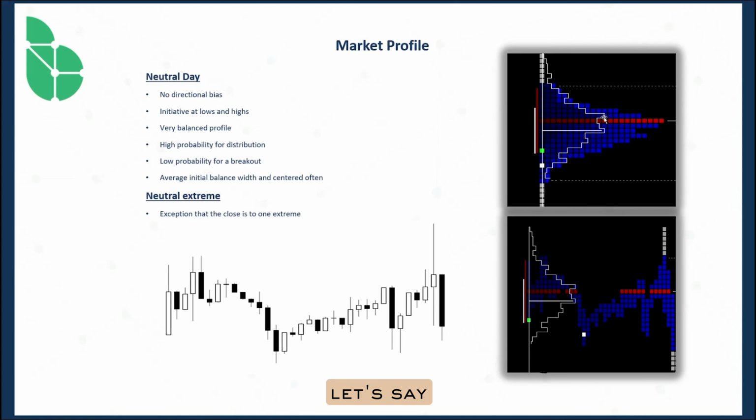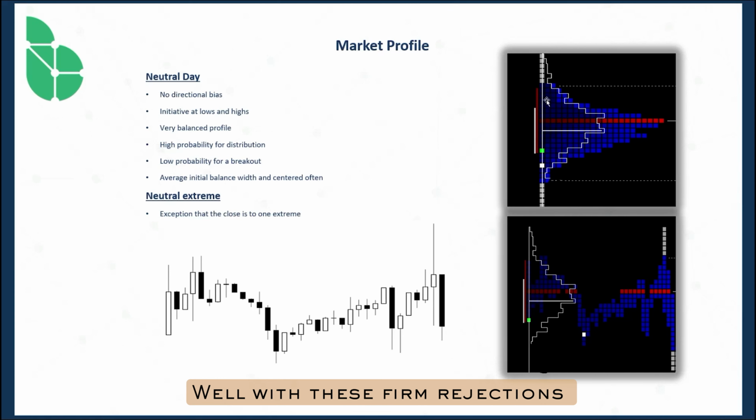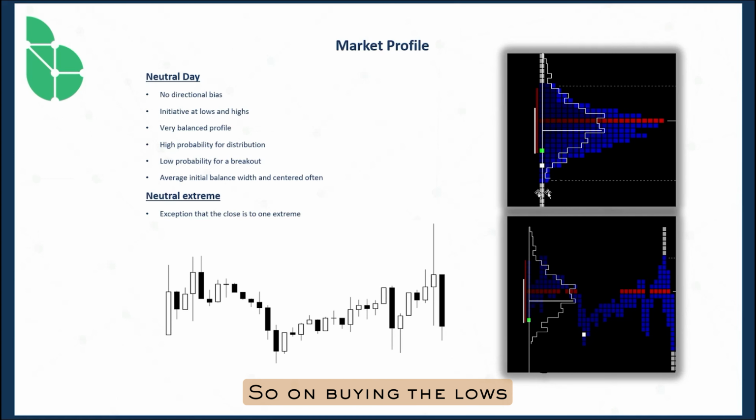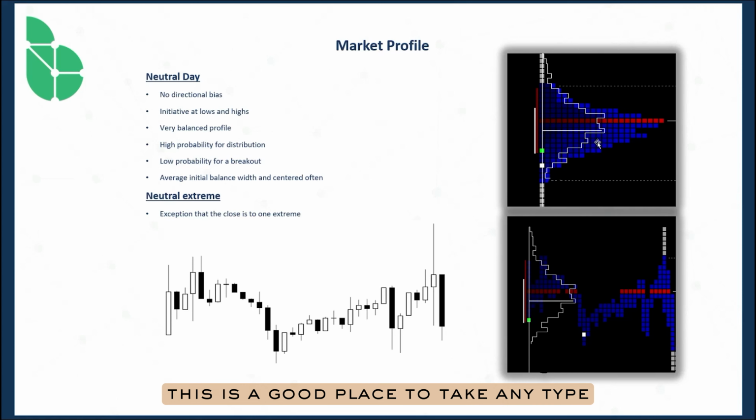But the idea is we want to be able to see that, let's say we have two back-to-back days where we're within a range, really defined edges, and we see really aggressive action at the extremes. With these firm rejections, when other time frame participants are selling the highs and someone is buying the lows, and I don't just mean someone as if it's one entity, this is a good place to take any type of mean reversion trade in.